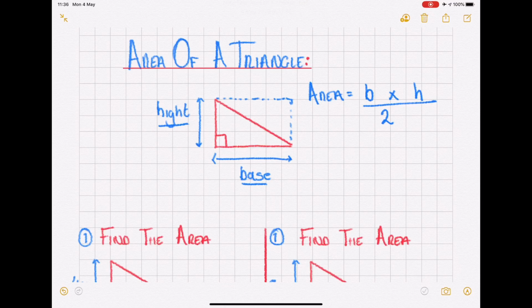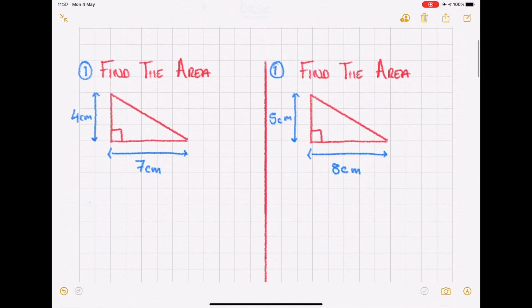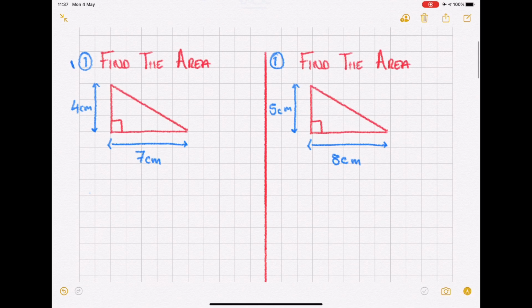One last thing that I want you to think about is the base and the height are always going to be perpendicular to each other. That means that they're always going to have 90 degrees between the base and the height. So whichever length you choose as your base, you need to make sure that your height is always going to be 90 degrees to it.